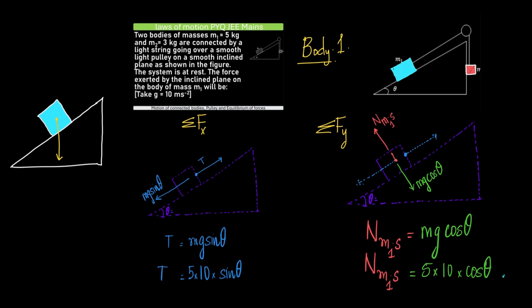let me just write out this sentence here. The force exerted by the inclined plane, right? Force exerted by the inclined plane on what? On the body, on m1. Now see, what is the name of this force?